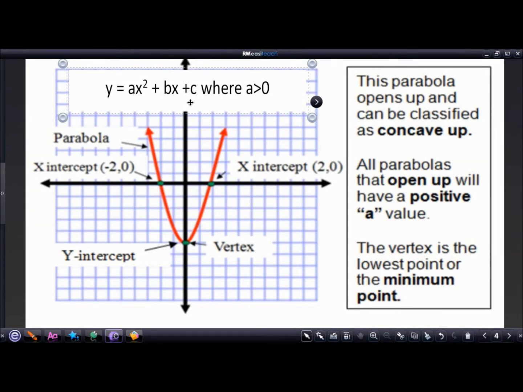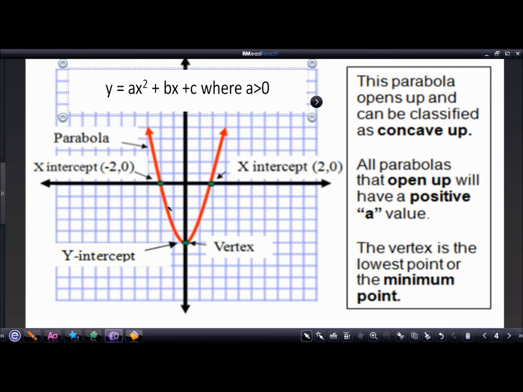Now if we have y equals ax squared plus bx plus c as our given quadratic function, where a is greater than 0, it will resemble a situation where we have a concave up parabola. Now, a concave up parabola will have a minimum value, and we call this minimum the minimum point, a vertex.